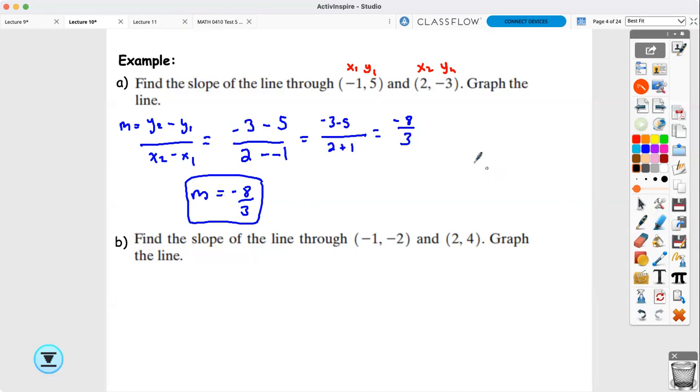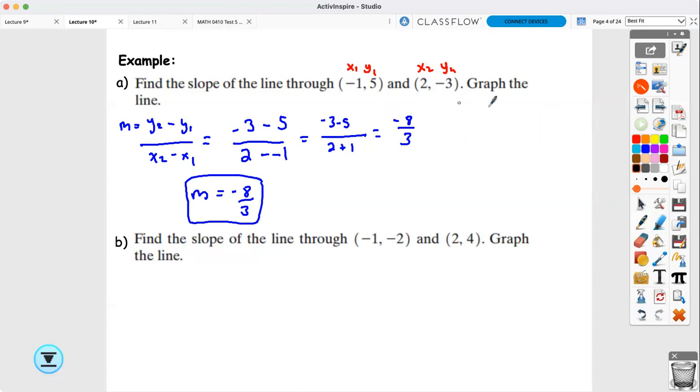Now we have to graph the line, so let me double check my math. -3 take away 5 is -8. And then 2 minus -1, 2 plus 1 is 3. Okay, yeah, we're good with my math.